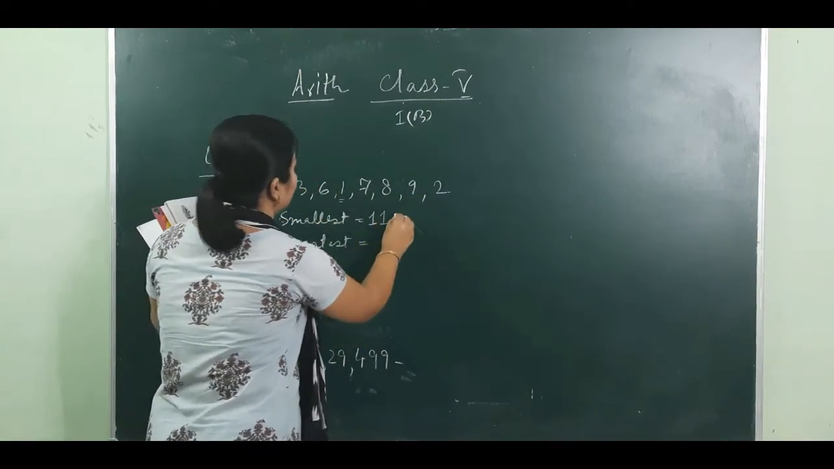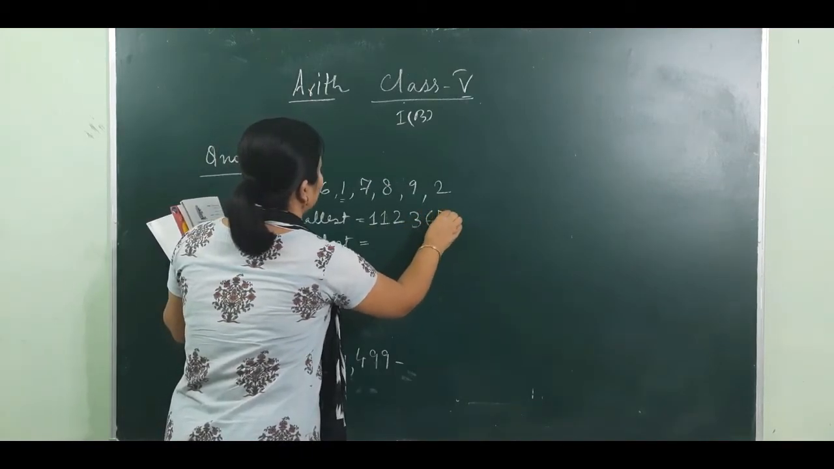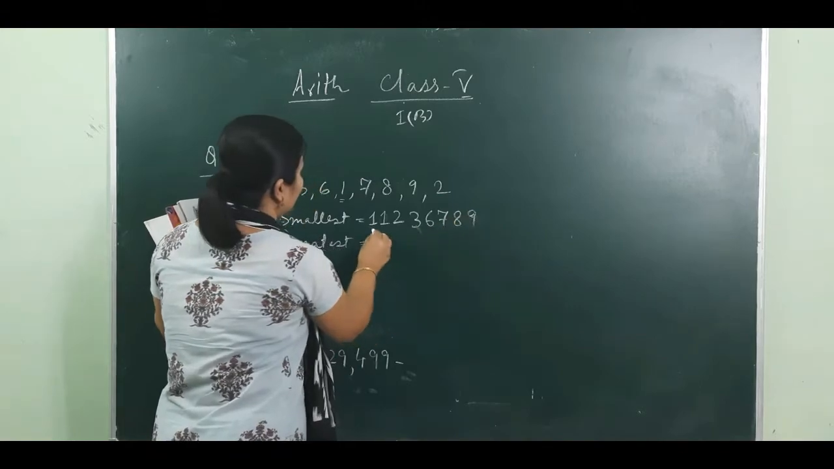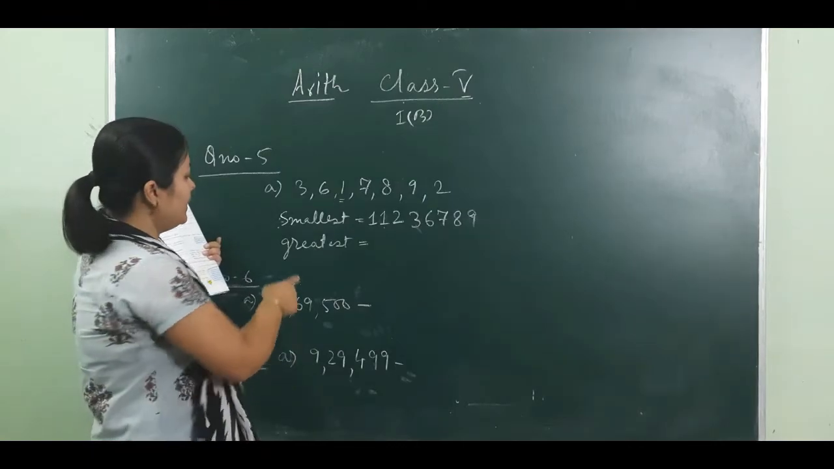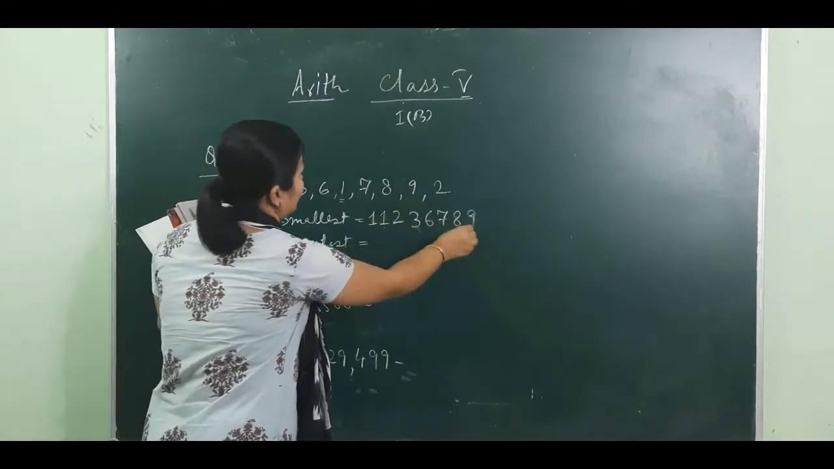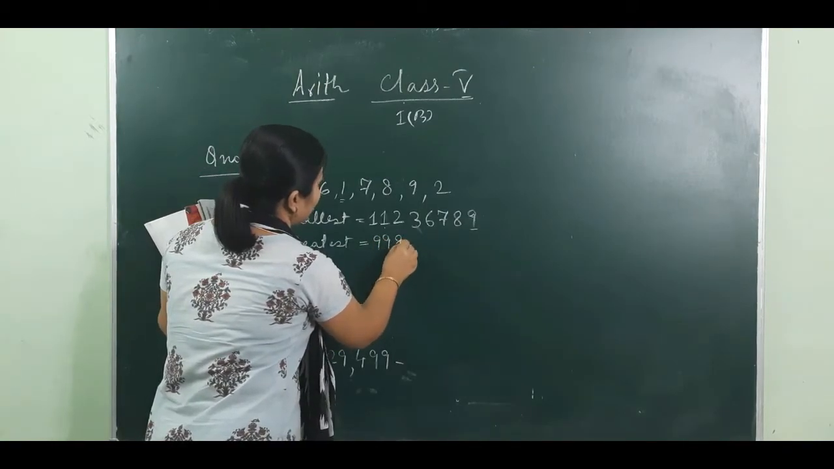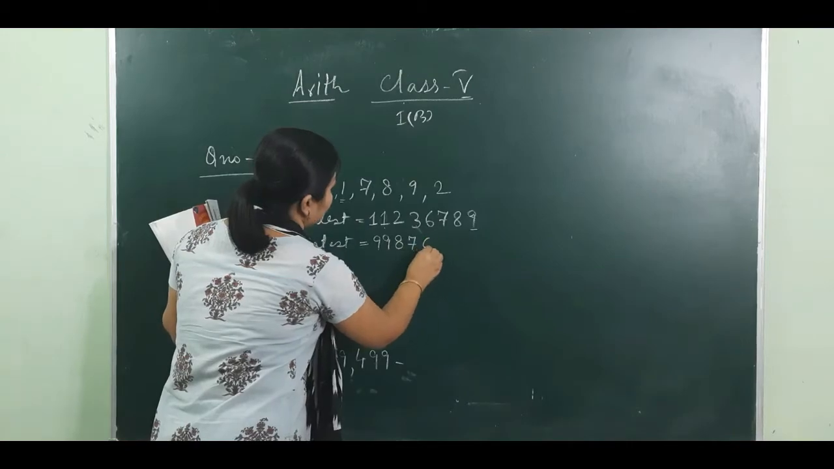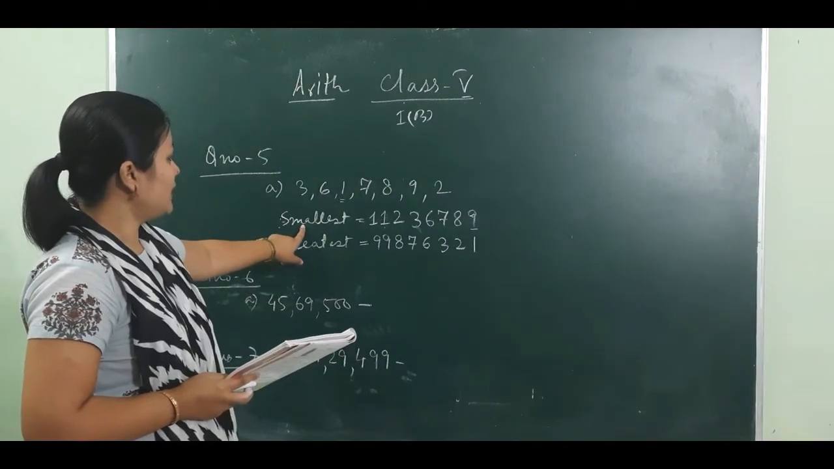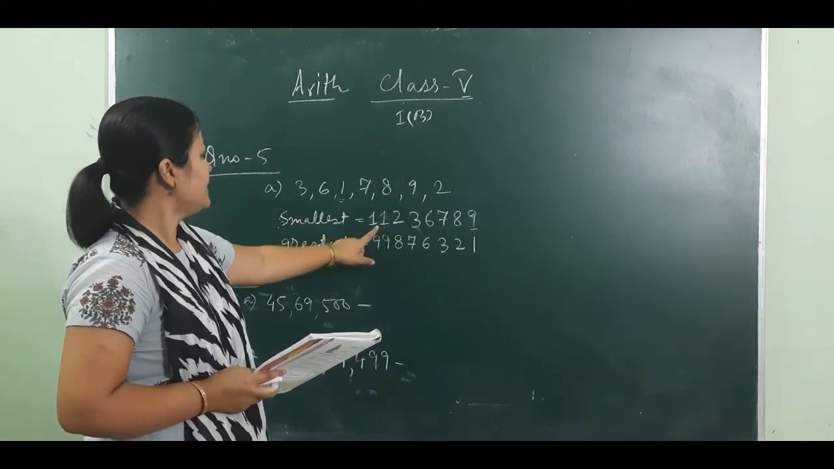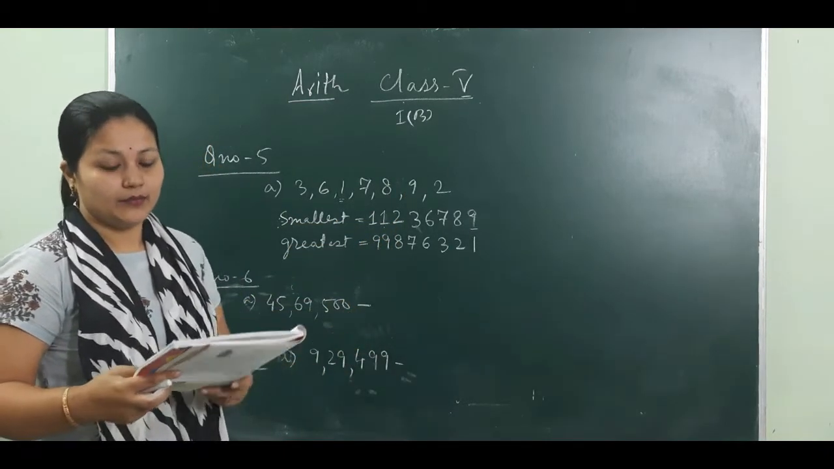Then next smaller is 2. Then next smaller is 3. Then 6, 7, 8, 9. So 1, 2, 3, 4, 5, 6, 7, 8. So 8 digits here. And to make the greatest number, the greatest digit 9 we will repeat twice. Then the others will remain the same: 7, 6, 3, 2, 1. To make the smallest number, the smallest digit we repeat twice. To make the greatest number, the greatest digit we repeat twice. Then it will become an 8-digit number.